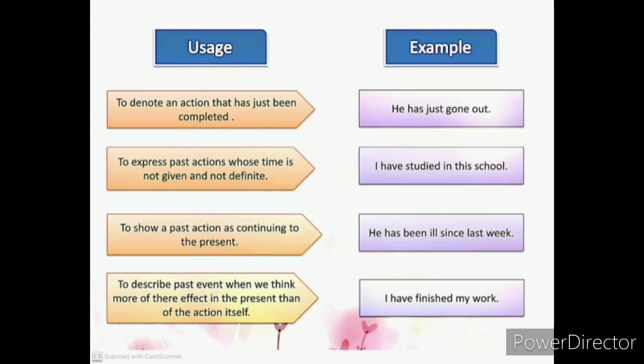Next comes usage. Present perfect tense is used to denote an action that has just been completed. For example, he has just gone out. Next example, we have just completed our work. Next is to express past actions whose time is not given and not definite. For example, I have studied in this school. One more example, I have seen the Taj Mahal in moonlight.